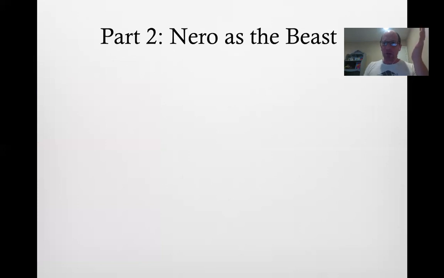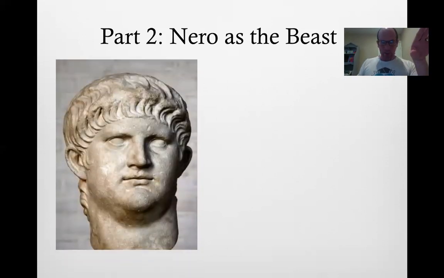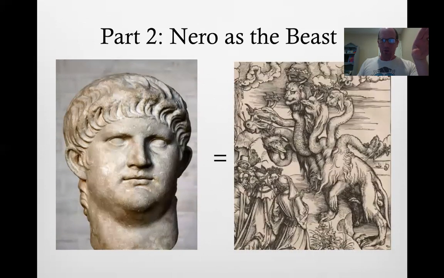Okay, so part 2. Nero is the beast, or Nero as the beast. Now, I am not trying to say that John is saying this is just about the first century, but that John is using imagery and ideas that are associated with Nero to paint a picture of what it's like to be a Christian in the midst of persecution and the temptation to compromise in the midst of a powerful empire. Okay. So here we go. Nero, is he Albrecht Dürer's 7-headed, sometimes 8-headed beast?